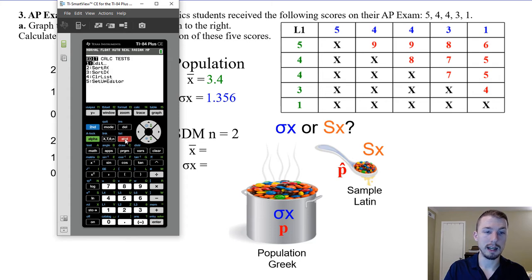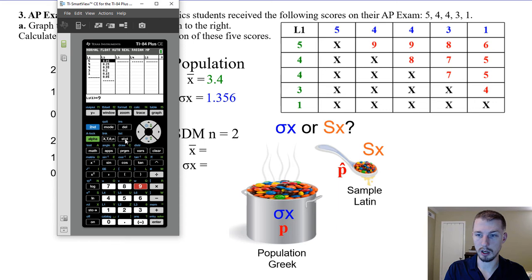So I'm going to put them in the calculator and then divide them by 2. I'm going to go to stat, edit, and put all these in list 2. So I'm going to do 9, 9, 8, 6, 8, 7, 5, 7, let me try that again. 7, 5, and then 4. There should be 10 of them. There are. Okay, so I did it right.